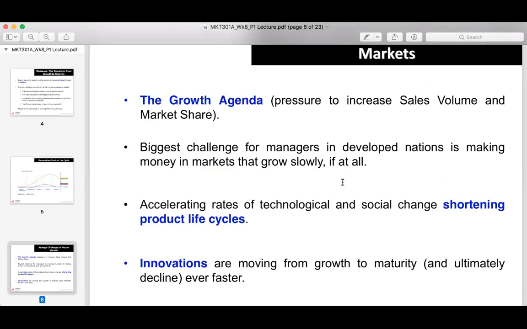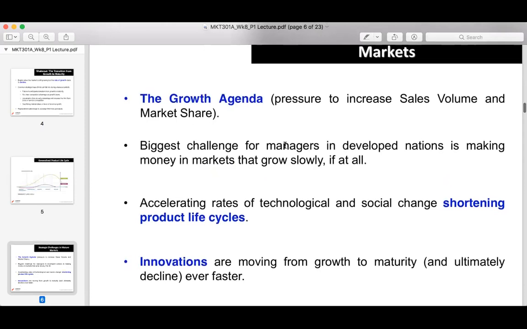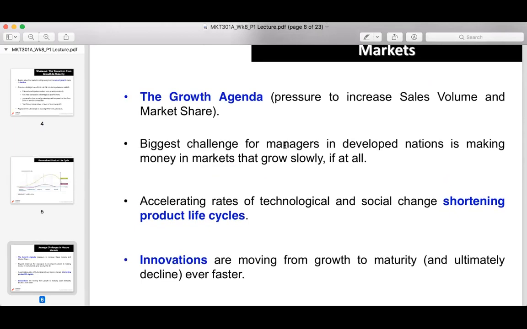So the product life cycle is shortening in this stage, because all players are basically racing to try to win the competition. So the challenge is how we can manage our operations profitably whilst the market is growing very, very slowly. Probably not showing any growth at all.